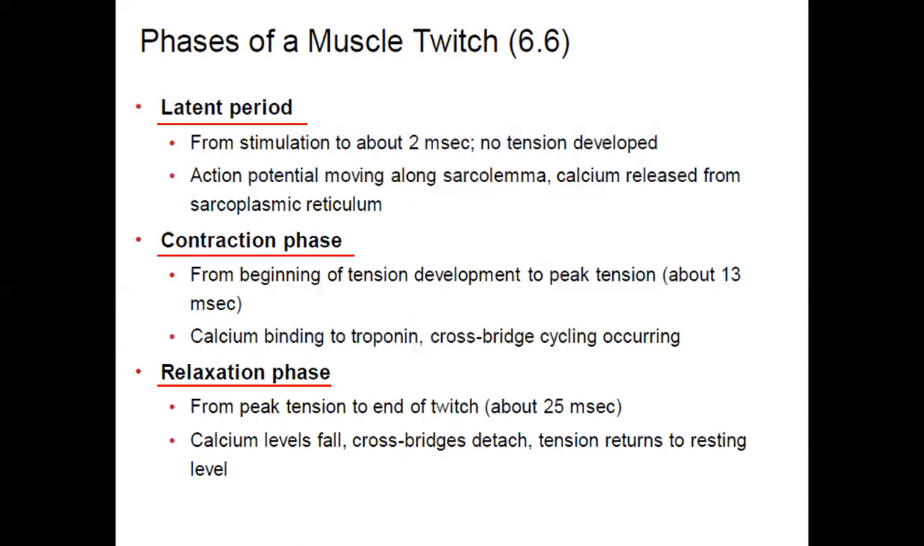So the latent period is the time from stimulus of the sarcolemma, generation of the action potential, to calcium release from the sarcoplasmic reticulum. And then contraction begins to a peak, and then relaxation is the last phase, from the peak tension to complete relaxation of the muscle cell.